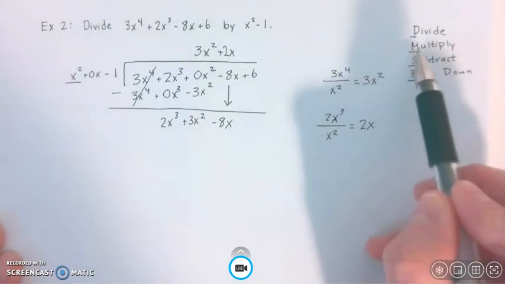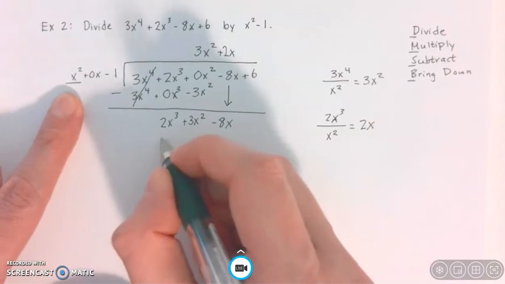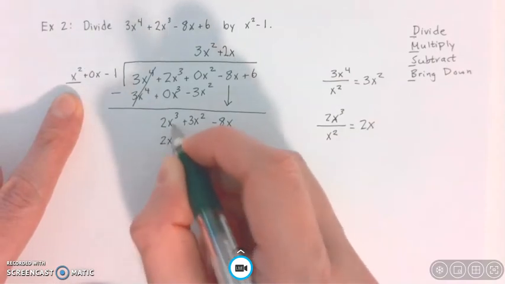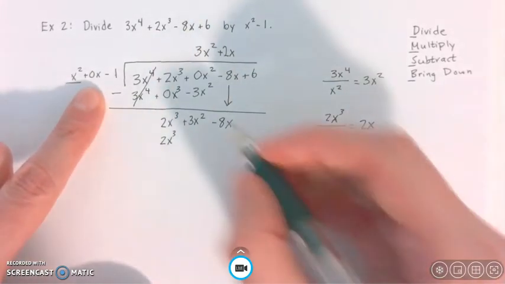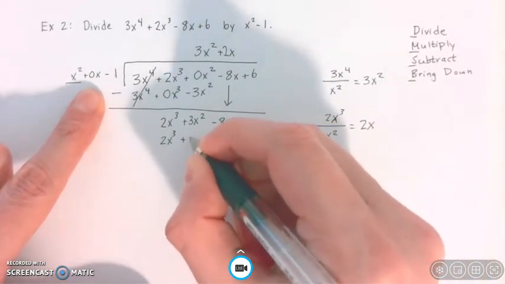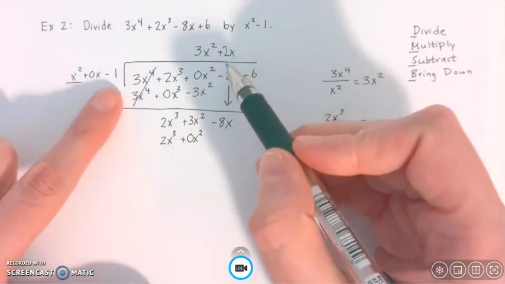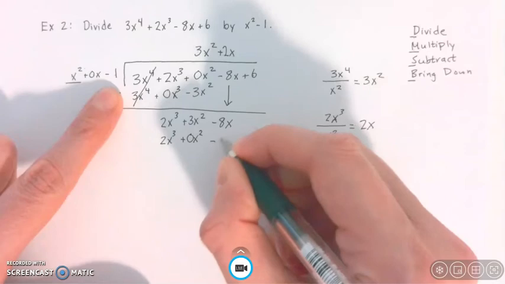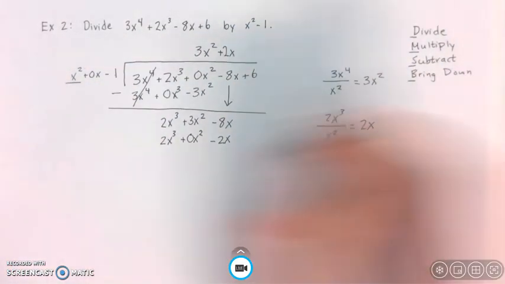So now I'm going to multiply. 2x times x squared is 2x cubed. Notice how these match. That's perfect. 2x times 0x is going to give me 0x squared. And then 2x times negative 1 is a negative 2x. So next step is to subtract.